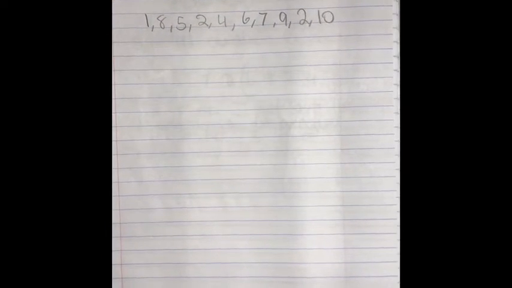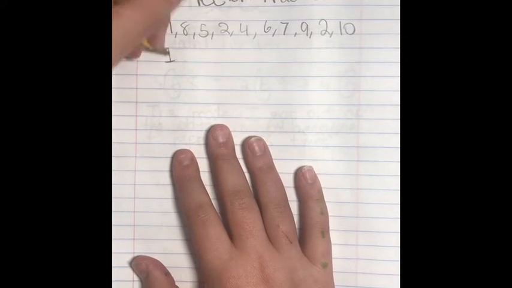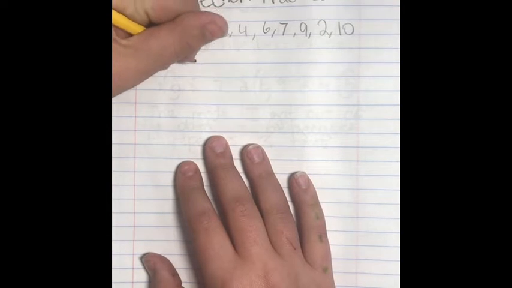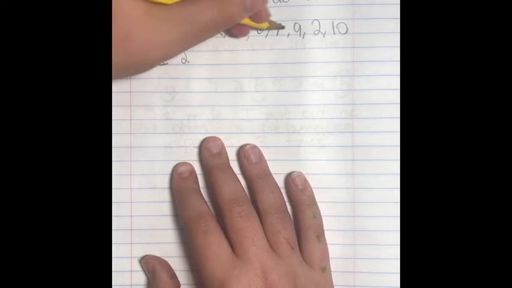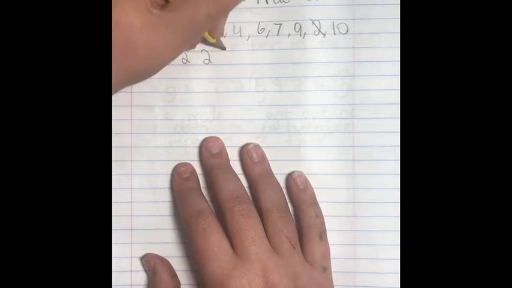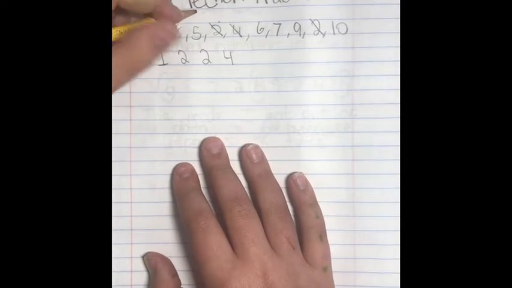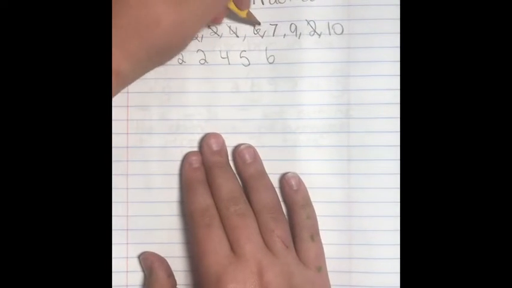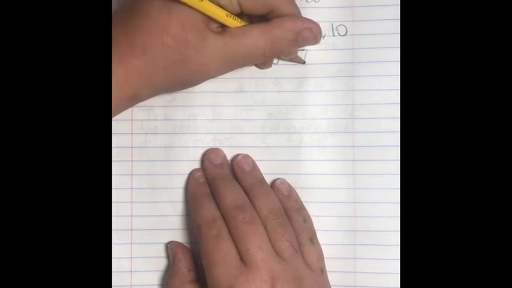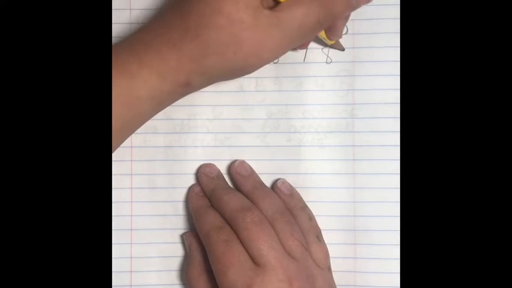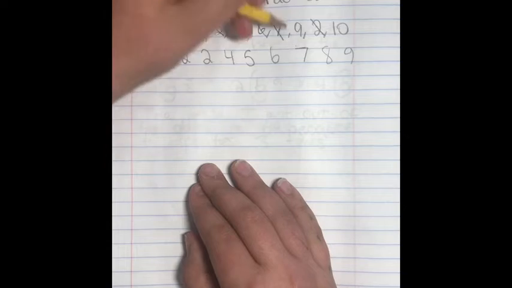Here is our median practice. First, we have to put the numbers in order. So here's 1, and I just like to cross out the top numbers as we go so we know which ones we used. 1, 2, there's 2, so 4, 5, 6, 7, 8, 9, and then 10.